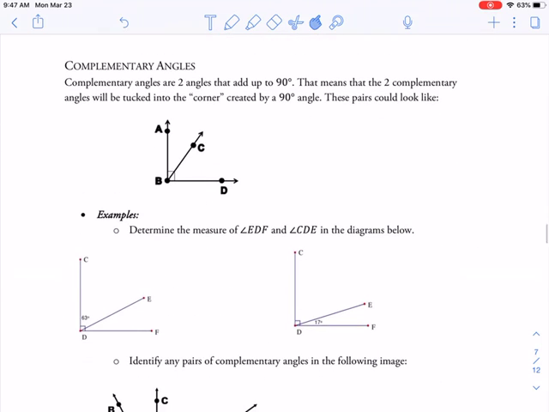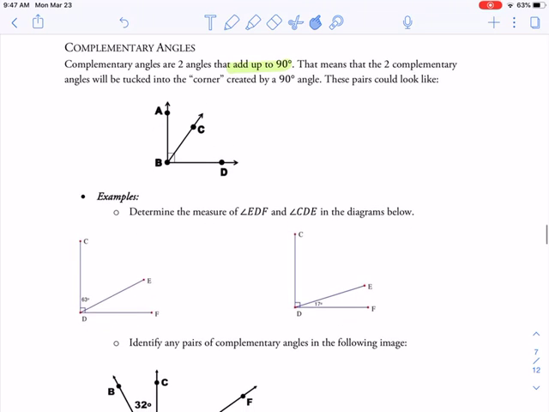All right, next is complementary angles. Complementary angles are nice because they always add up to 90. Okay, so there are two angles that add up to 90 degrees, and the way that you might want to think about it is you think about that corner that we create with a 90-degree angle, and the two angles that are complementary will kind of be tucked into that corner. Okay, so that's the device that I use to remember that. But of course, whatever way you want to think about it, okay?